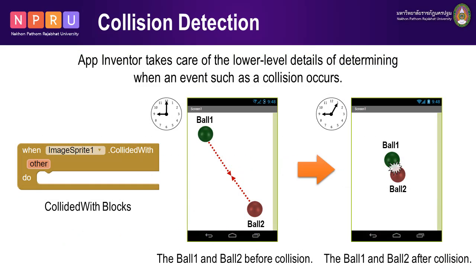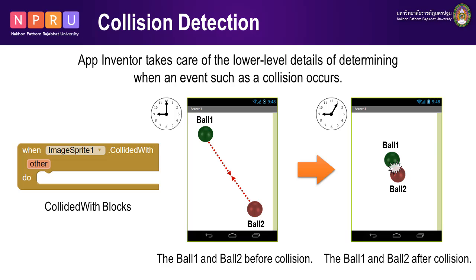To create games and other animated apps, we need more complex functionality than just movement. Fortunately, App Inventor provides some high-level blocks for dealing with animation events, such as an object reaching the screen's edge or two objects colliding. In this context, high-level block means that App Inventor takes care of the lower-level details of determining when an event, such as a collision, occurs.